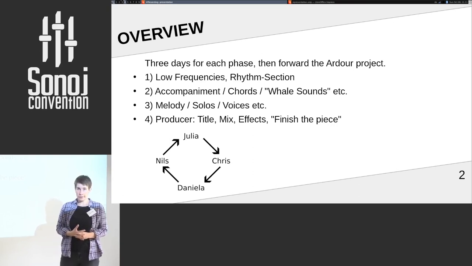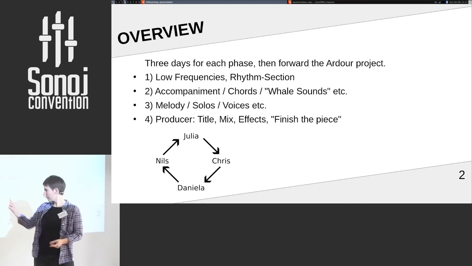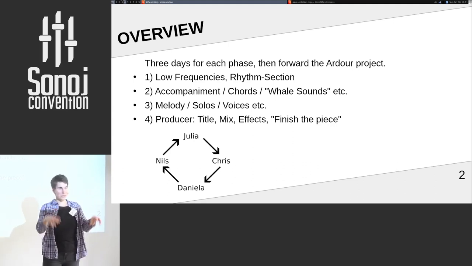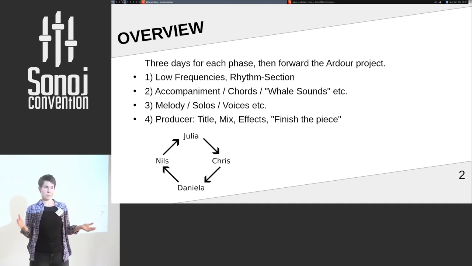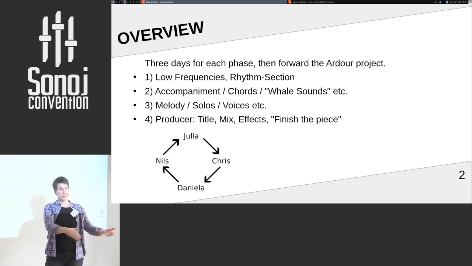So how it worked was that all these four people started on day one of the project with their respective ideas for the first layer, for the bass and rhythm. And you'd have 3 days to come up with something and put it in your Ardour project. And then at the end of day three, you'd have to pass it on to the next person in the circle. And at the same time, you'd receive whatever the person behind you in the circle had come up with.